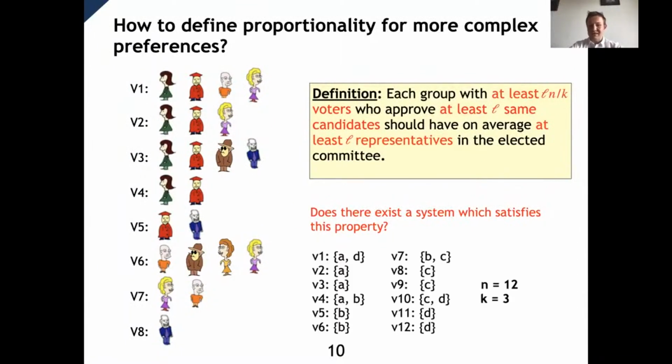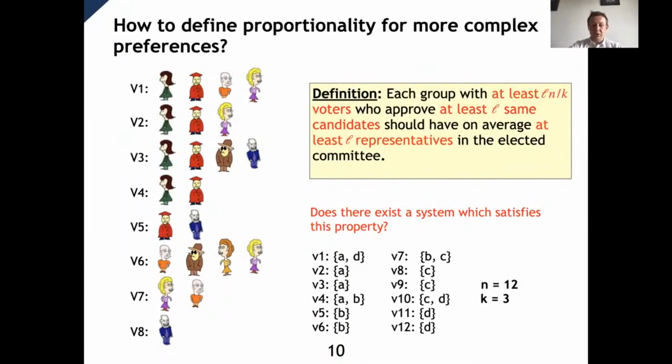Let's look at the following example. Here we have 12 voters and the size of the committee to be elected is 3. We observe that the first 4 voters form 1/3 of the society and they all agree on the candidate A. Thus, they should be given at least, on average, one representative in the elected committee. This is possible to achieve only if we elect A.